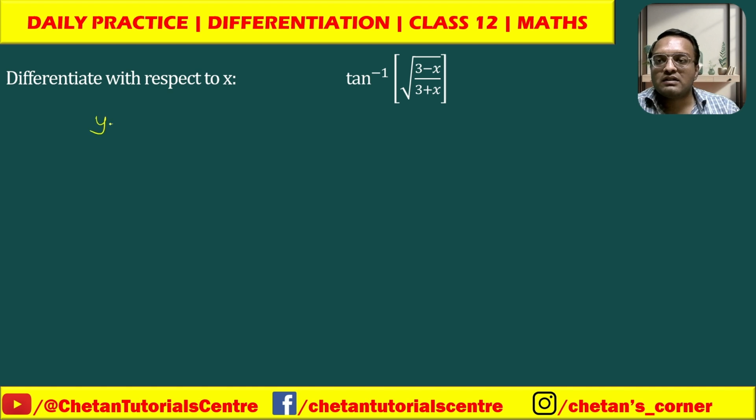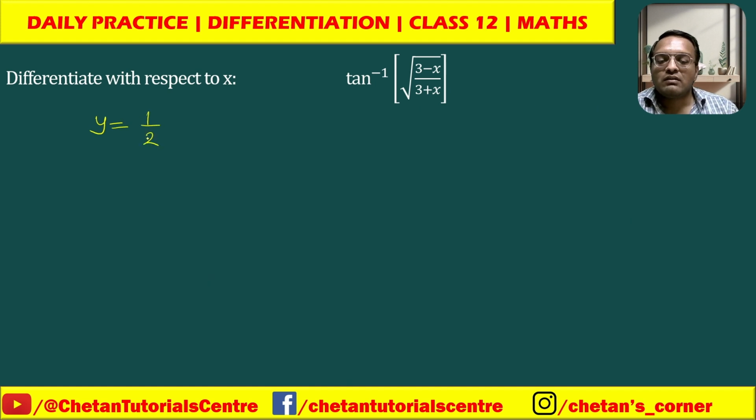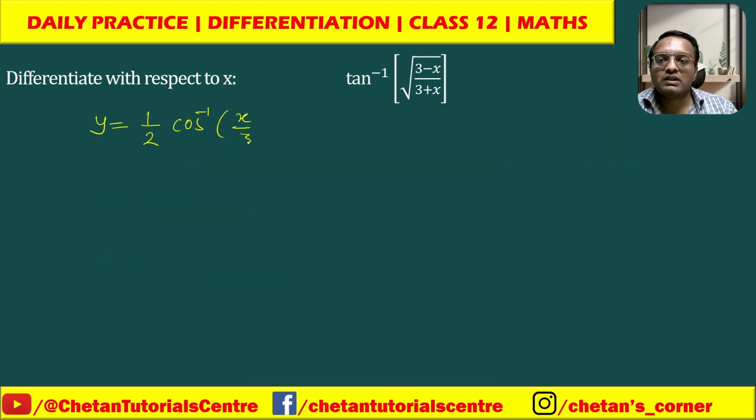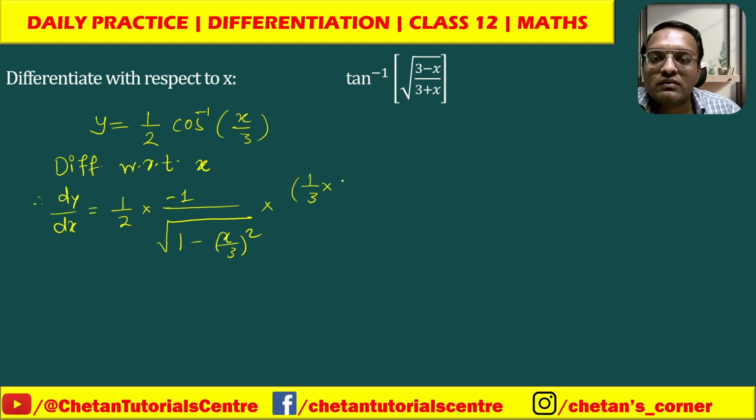Now what I will do, I will rewrite the equation that we have obtained by simplifying the given equation, that is 1 upon 2 cos inverse of x upon 3. Now I will differentiate this function with respect to x. So what I will get? dy by dx is equal to 1 upon 2 into derivative of cos inverse, which is 1 upon under root of 1 minus x upon 3 bracket square. Of course, this will be in minus, multiplied by derivative of x upon 3, that is 1 upon 3 into derivative of x, which is 1.